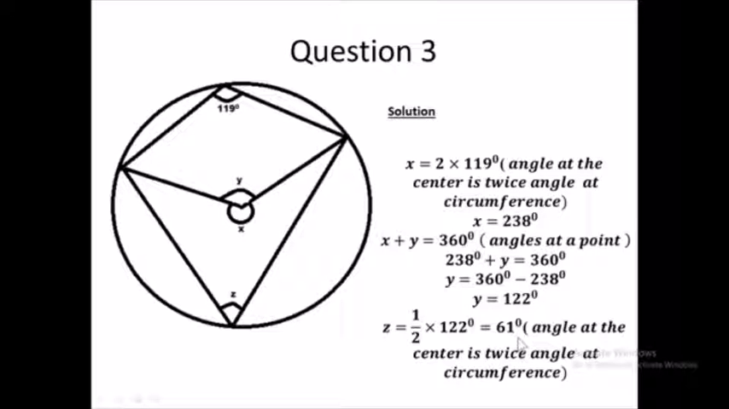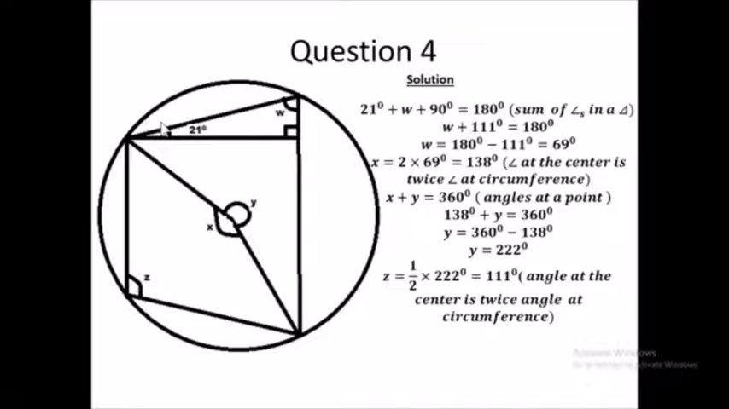So that's the solution. In the next video, we'll be solving more questions on the theorem. The one on the screen right now says we are given this circle, and we look at the diagram very well. We are given this angle as 21 degrees, angle W, and this angle 90 degrees. We have x, y, z as the unknowns, and W. We have to find all these unknowns, and this is the solution right here beside it.